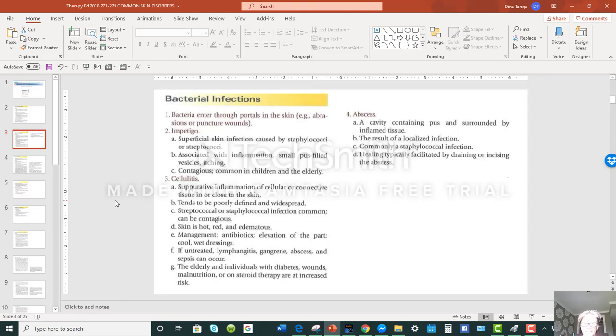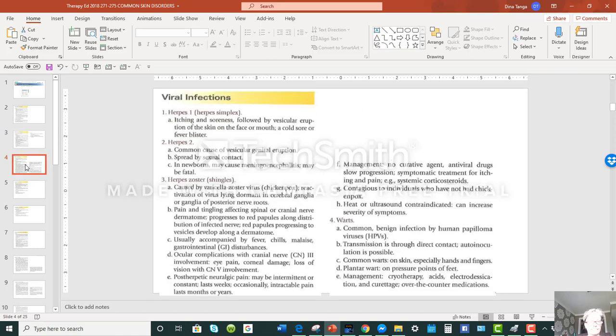Abscess. A cavity containing pus and surrounded by inflamed tissue. The result of a localized infection, commonly a staph infection. Healing typically facilitated by draining and incising the abscess. Viral infections.